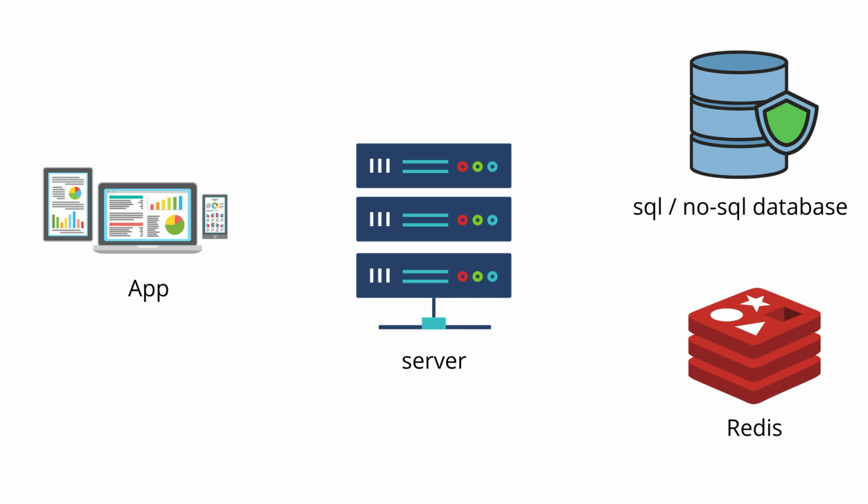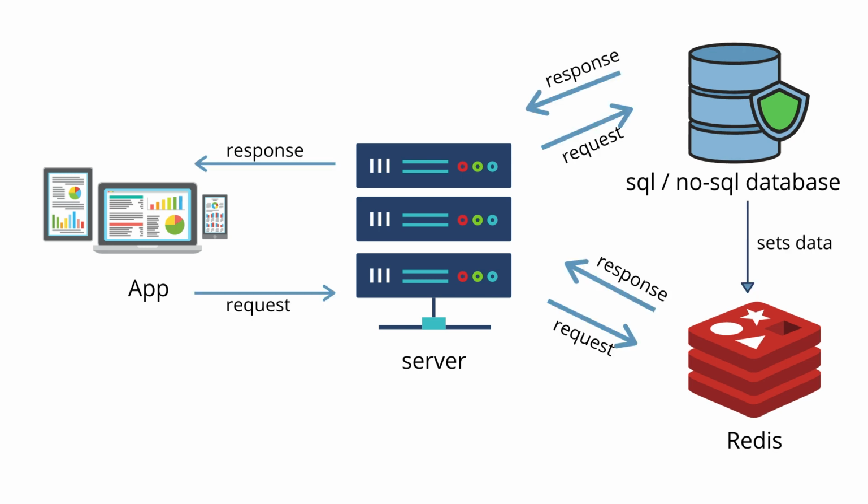So here you can see I have 4 components. One is the client-side application. It can be your web application or mobile application. I have the server. I have one database that can be a SQL or NoSQL database. And finally, I have Redis. Now carefully check the workflow.